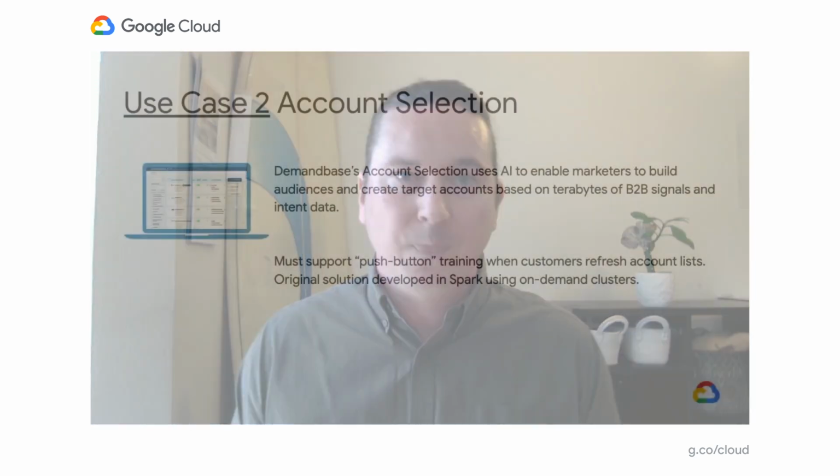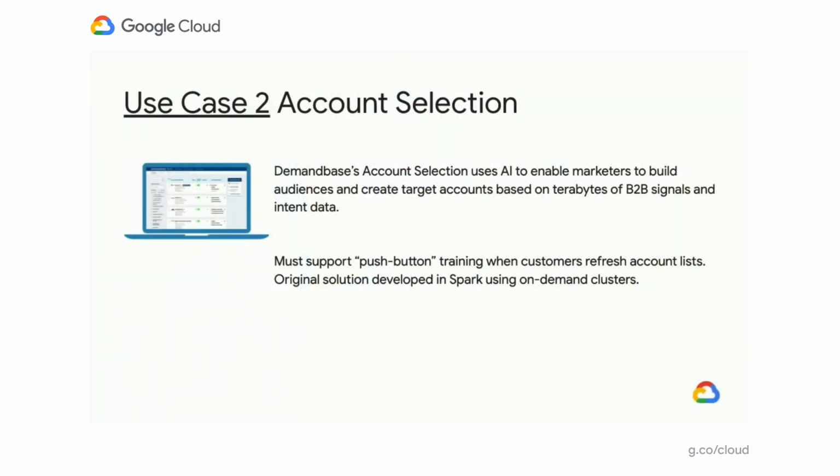So the second use case is for a solution we call account selection. Basically, a customer provides us with data such as keywords describing their business, buyer titles, or a list of existing customers. And we use AI to identify companies with strong buying signals for that customer. Our account selection model trains on terabytes of B2B signals and intent data and effectively generates a ranked list of accounts that your company should target next.